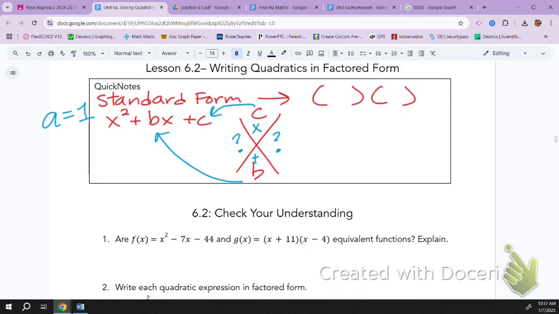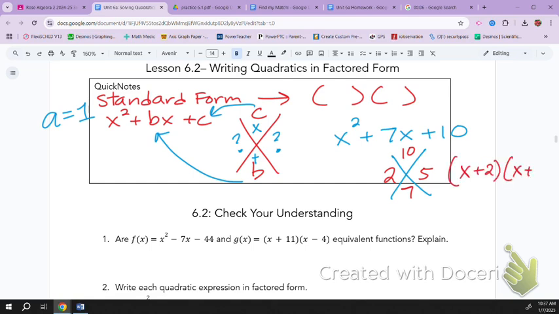So let's just do another example. If I have x squared plus 7x plus 10, how do I set up my giant X? Put 10 on the top and 7 on the bottom. And now I'm thinking, what two things multiply to be 10 but add to be 7? 5 and 2. Yep. Now I can write this in my factored form: x plus 2, x plus 5. Questions about our quick notes in that example?